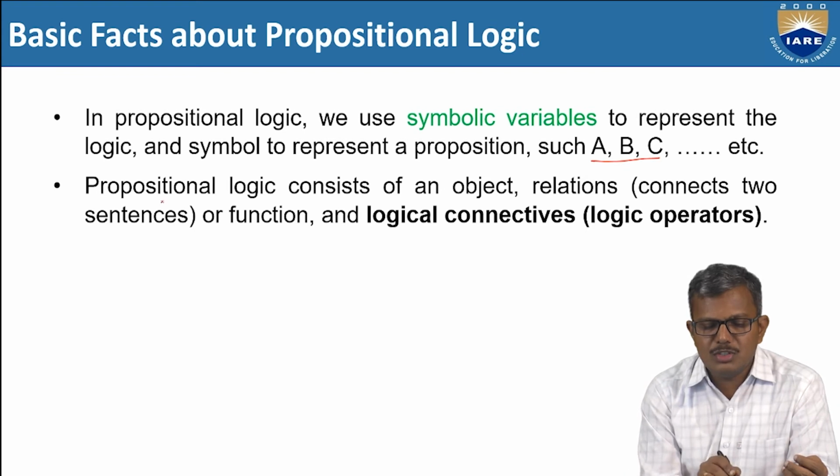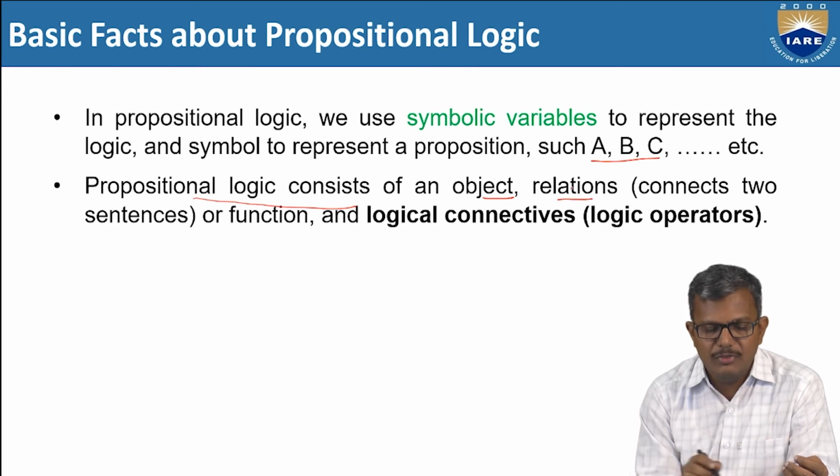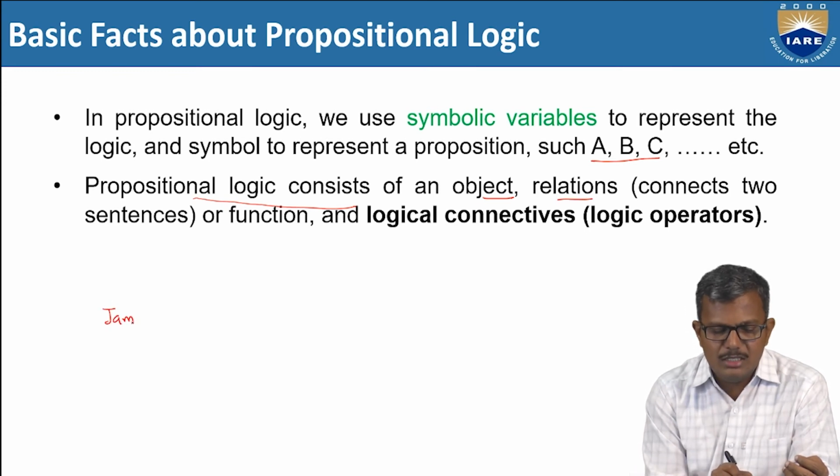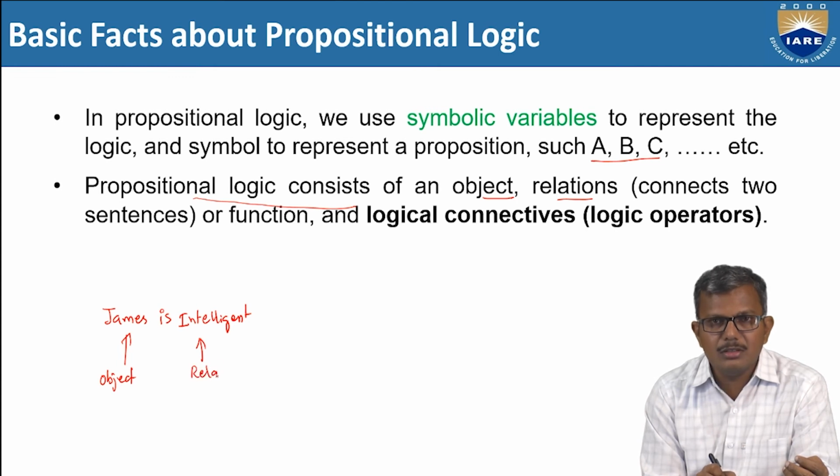And what is propositional logic going to consist of? It is going to consist of some objects and some relations. If I say James is intelligent, as I discussed just now, in this case James has become the object, and this one is the relation, or we can say this is a function.